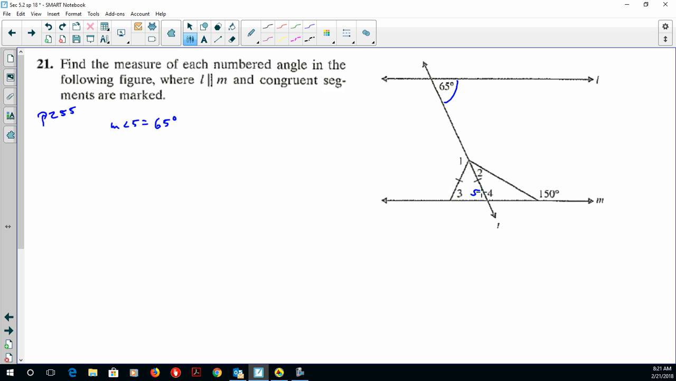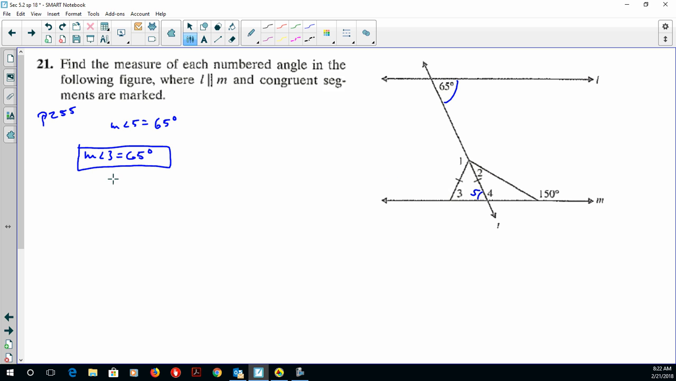Okay. So we're not really after angle 5 so much as we are angle 3, because this little triangle down here is an isosceles triangle. Then the angles that are opposite the congruent sides are congruent, so the measure of angle 3 has to be 65 degrees as well.